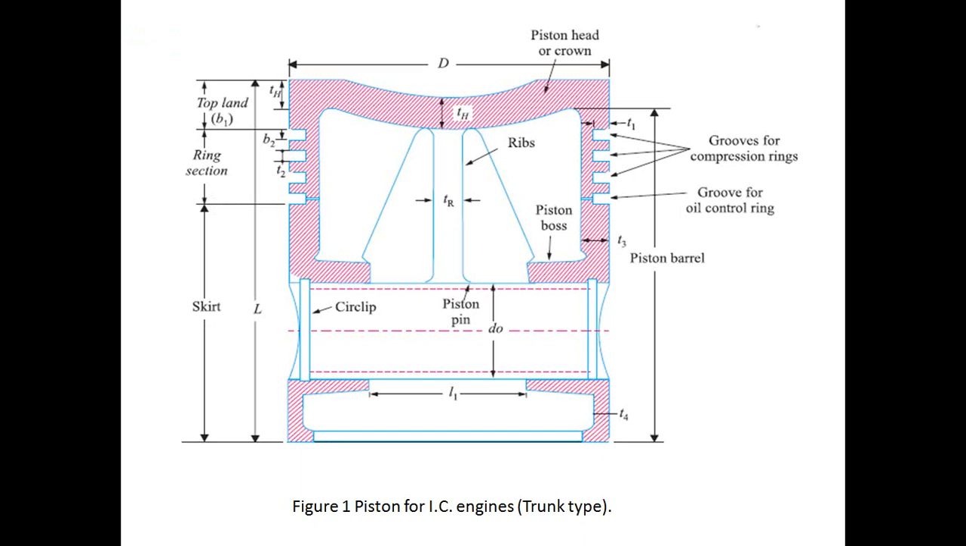The main dimensions of this piston are shown in this figure, where th is the thickness of the piston head, capital D is the bore diameter, capital L is the total length of the piston, B1 is the top land, B2 is the width of the piston ring, T1 is the radial thickness of the piston ring, T3 is the thickness of the barrel, and D0 is the outside diameter of the piston ring.